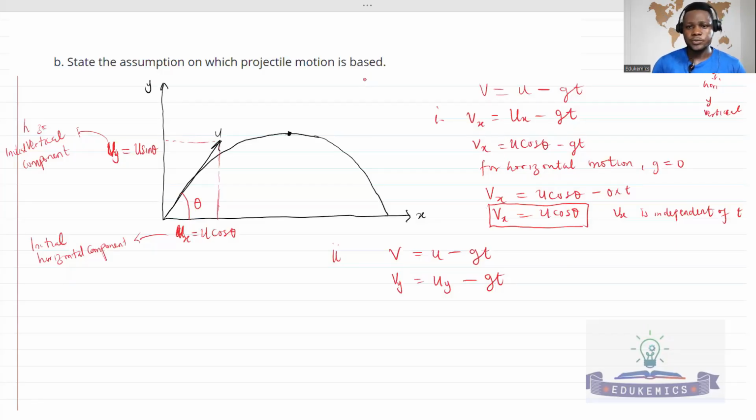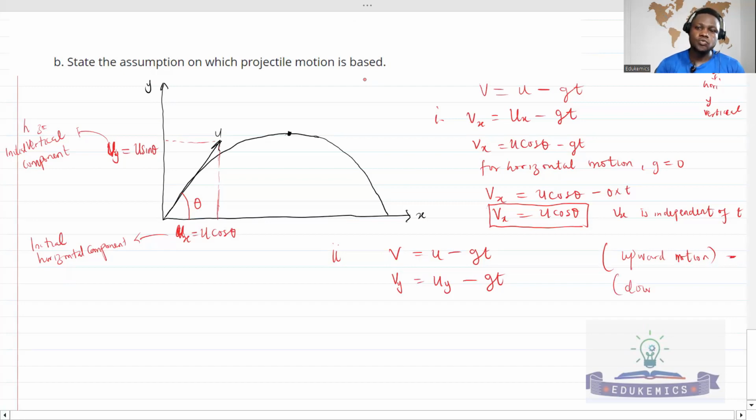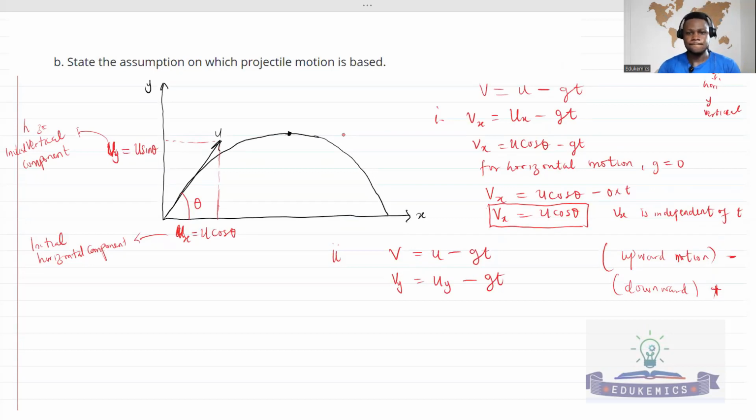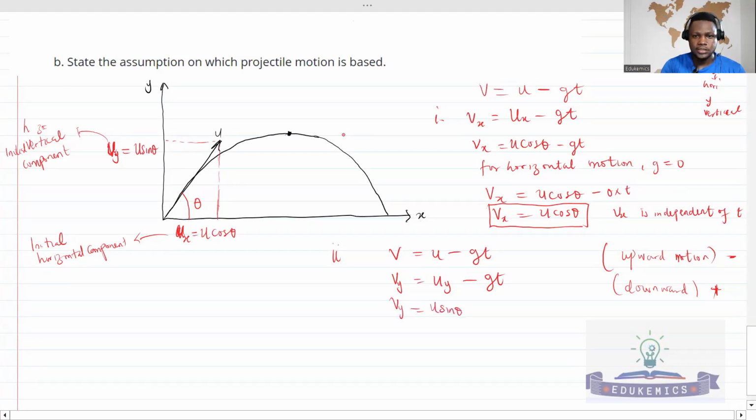Remember, our assumption is that the motion of the projectile is upward from the ground, upward motion. So that's why we're using the negative value. But in case the motion is downward, we use the positive value. So for this, we have Vy becomes Uy, which is U sine theta minus gt.